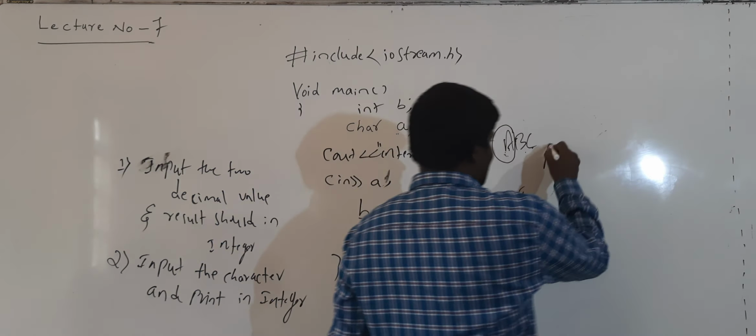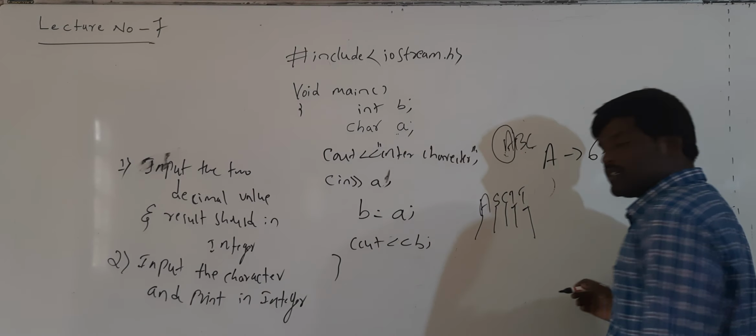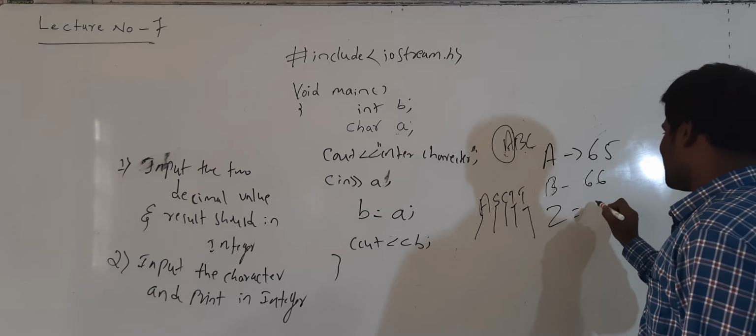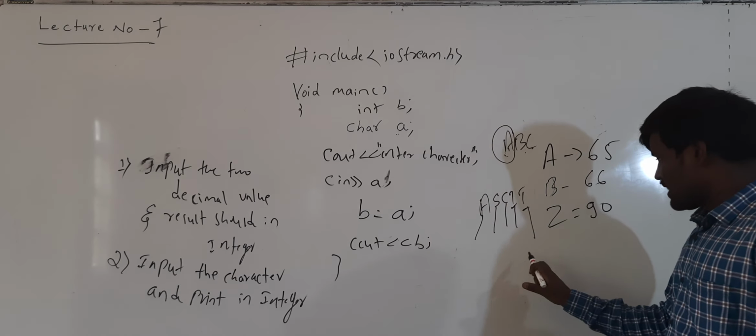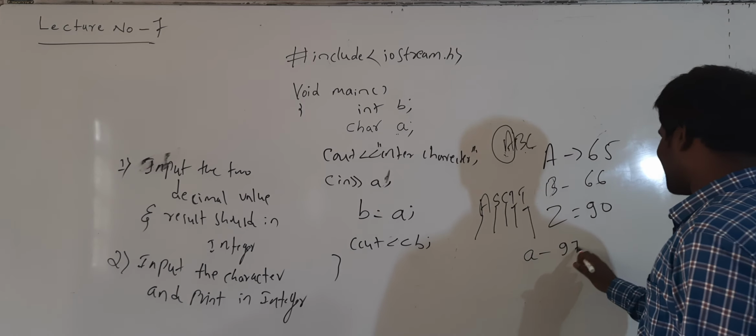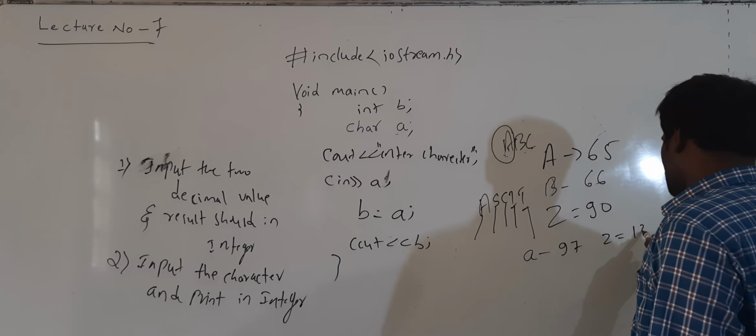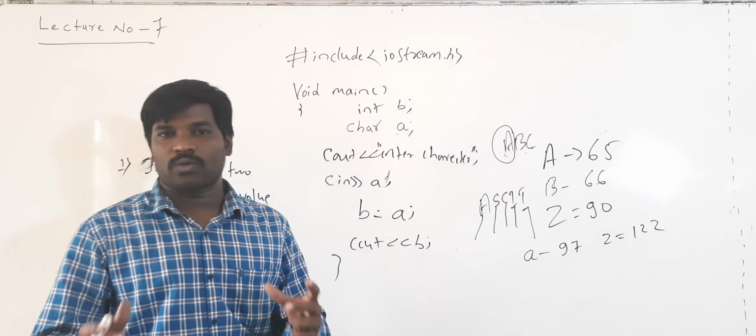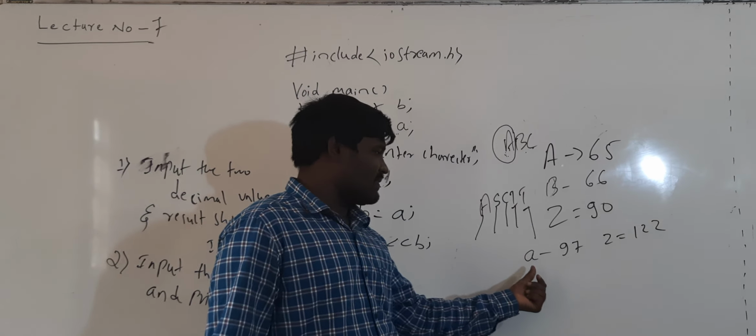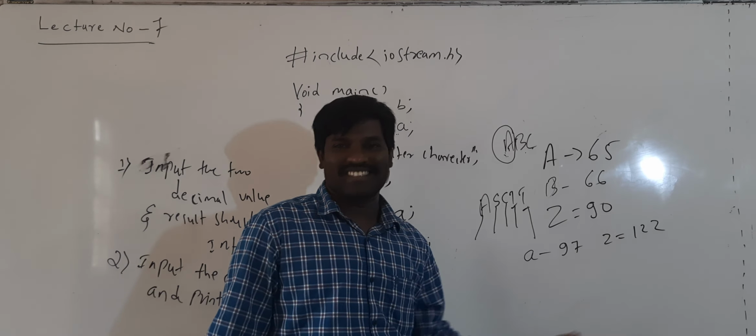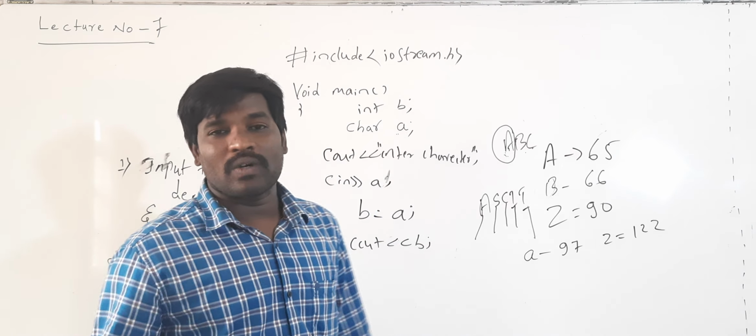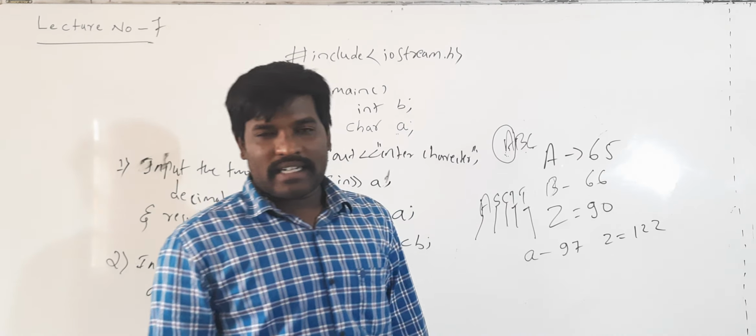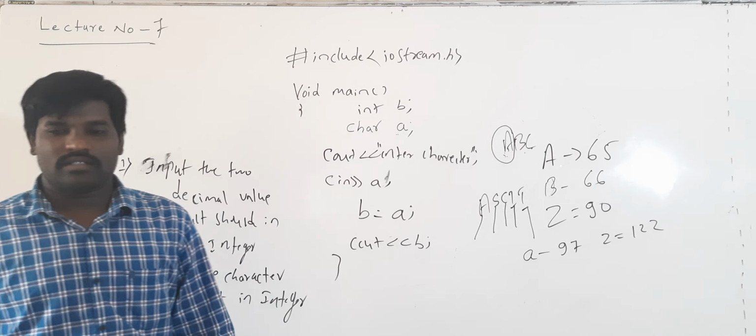Here capital A starts from 65. Next is the continuation: capital B is 66, capital Z is 90. And again small a starts from 97, continuing to small z, which is 122. You cannot remember all the values, but you have to remember the capital A value and the small a value. In total there are 127 characters, including integers, characters, and special symbols.